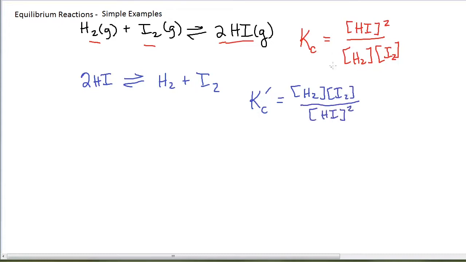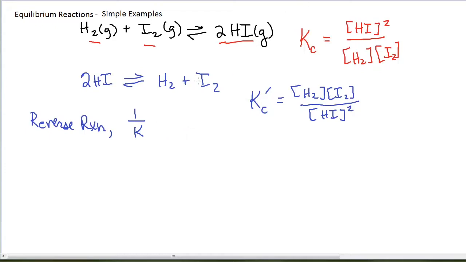You will notice the mathematical relationship between these two reactions. If I reverse a reaction, I take 1 over, I flip, if you will, the equilibrium constant. So my new reaction, once it's reversed, has an equilibrium constant that's equal to 1 divided by the old equilibrium constant. Reversing a reaction flips the equilibrium constant.